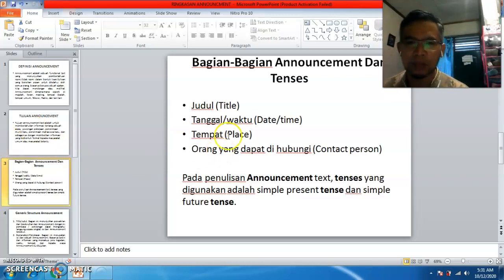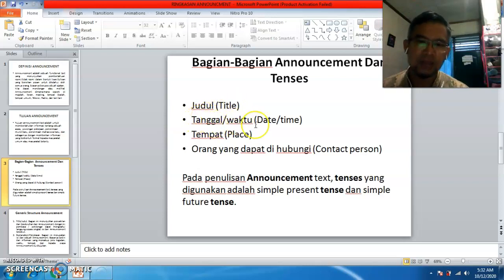The parts of the announcement should be available in the announcement text. The first is the title. The title can give a description of the announcement. For example, if someone has not much time, he needs to read only the title, so the title can give the description about the announcement. If someone has little time, it is easier for a person to get the information only from the title. So the title must be available in the announcement text.